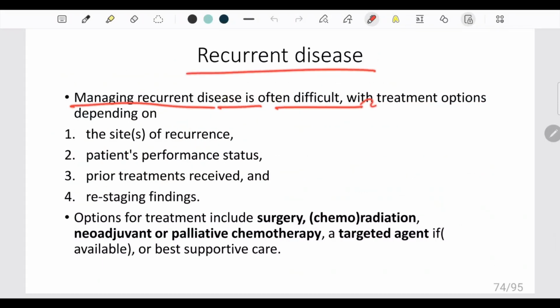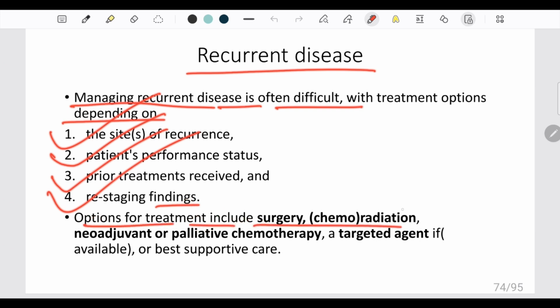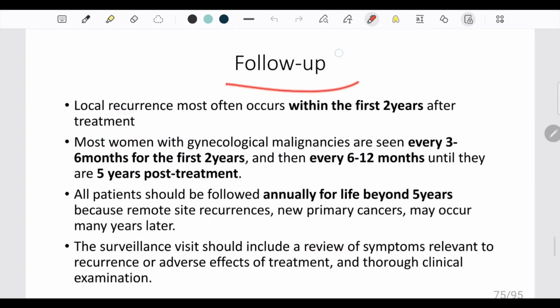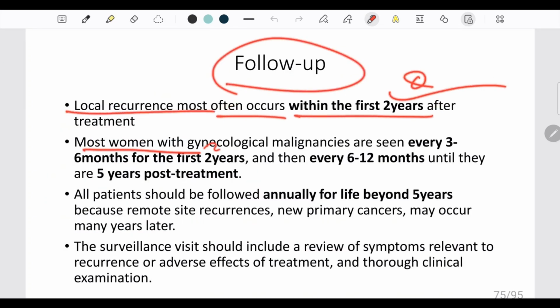Managing recurrent disease is often difficult, with treatment options depending on the site of recurrence, patient performance status, prior treatment received, and restaging findings. Options for treatment include surgery, chemoradiation, neoadjuvant or palliative chemotherapy, or targeted agents. Follow-up. Local recurrence most often occurs within the first 2 years after treatment. Patients with gynecological malignancy are most often seen every 3 to 6 months for the first 2 years and then every 6 to 12 months until they are 5 years post-treatment.